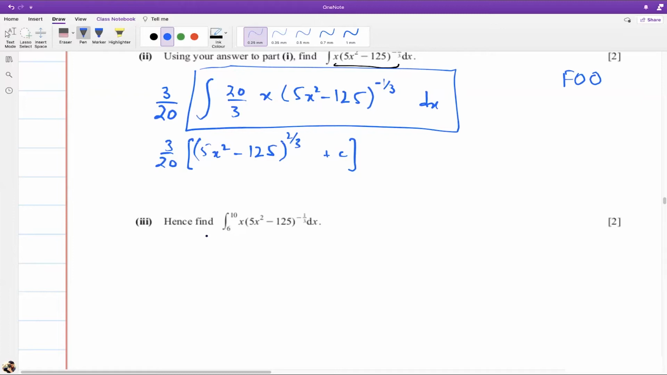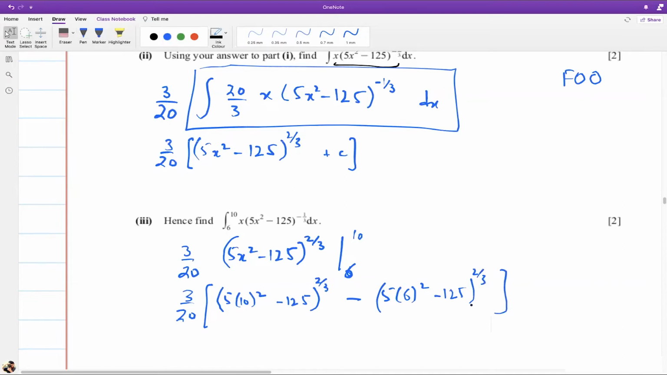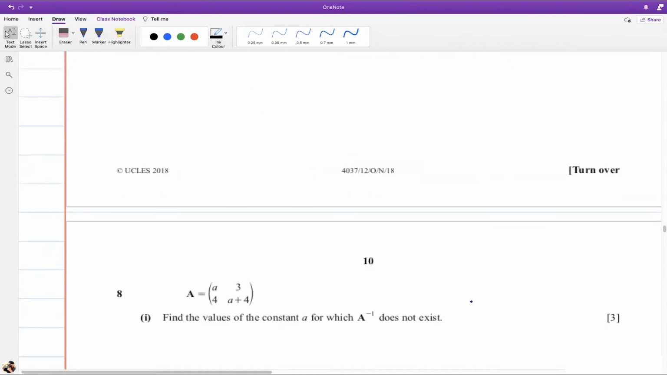Next is saying apply the limits. So just take this thing and apply the limits. So 3/20 into 5x squared minus 125 whole power 2 by 3 है. इस पे लिमिट्स अप्लाई कर दें। अब आपने c नहीं लिखना क्योंकि हमें उसकी जरूरत नहीं। So when you apply the limits, you get 3/20 here, 5 into 10 squared minus 125 whole power 2 by 3 minus 5 into 6 squared minus 125 whole to the power 2 by 3, और इसको हम कैलकुलेटर में ऐड करके सिंप्लीफाई कर लेंगे. We'll leave this question out for now.